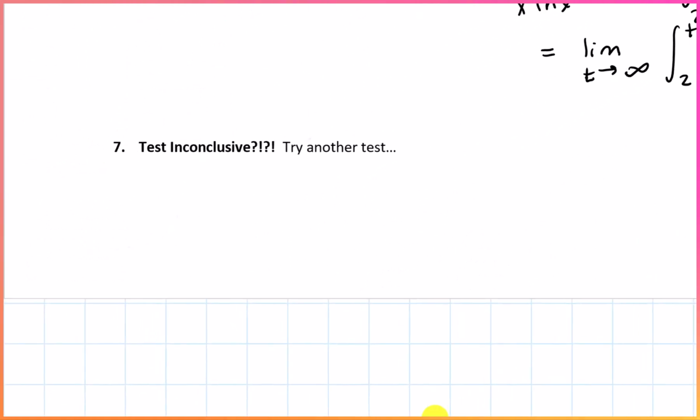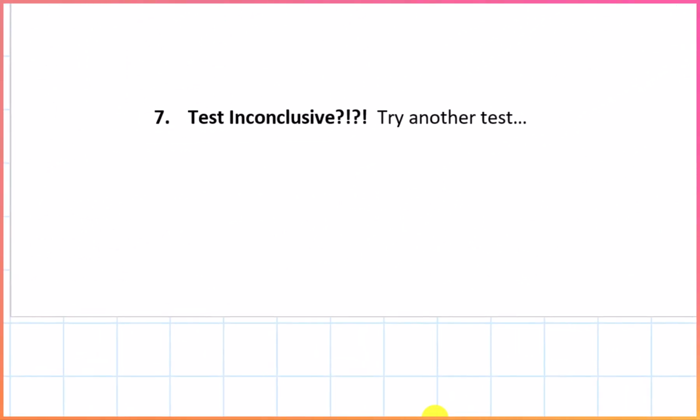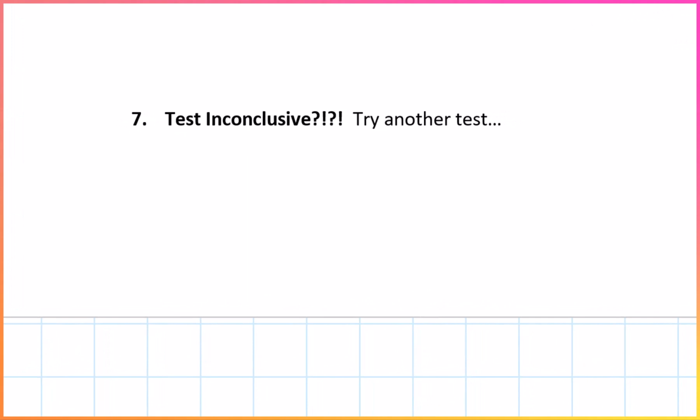If we run a test and the test is inconclusive, we do not get a result from whatever test that we ran. Guess what? We just got to go back and try something else. We got to pull another one of our series tests out of our toolbox, and we got to apply a different strategy if the test that we used was inconclusive. So don't give up, just go back and try something else.